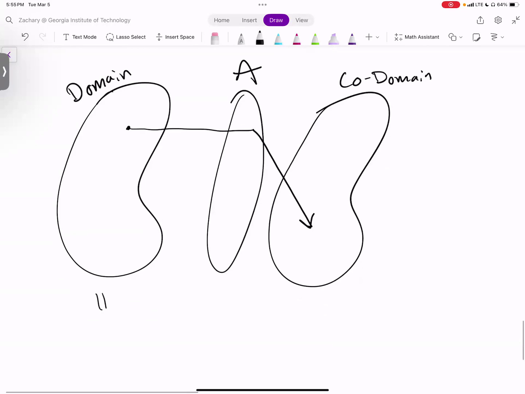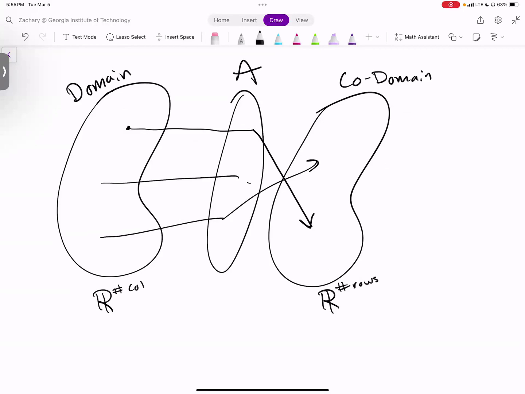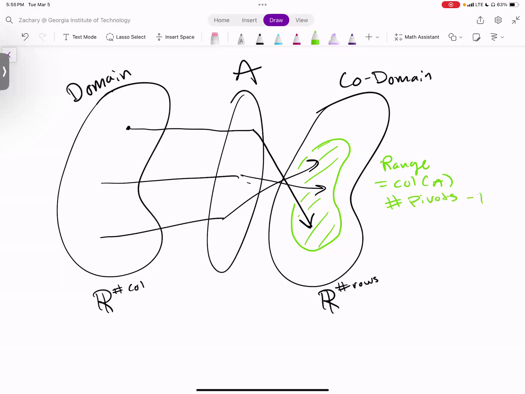So the domain is R to the number of columns, always. That's how big this shape is. And the codomain is always R to the number of rows. So if we take every single point over here and we reflect all of them through, and they all make some space, that space will be some little thing in here. So these are all of the places all of my x's go. We call this the range, which you have also heard is your column space. And this is always number of pivots dimensional.